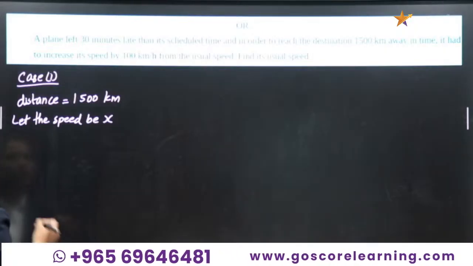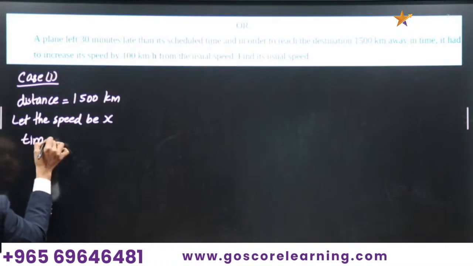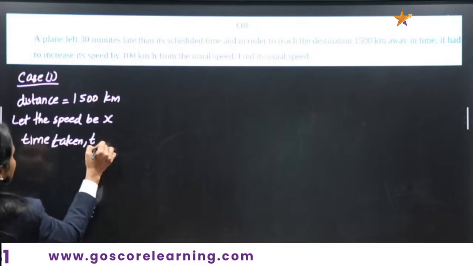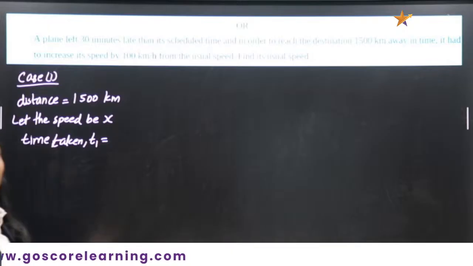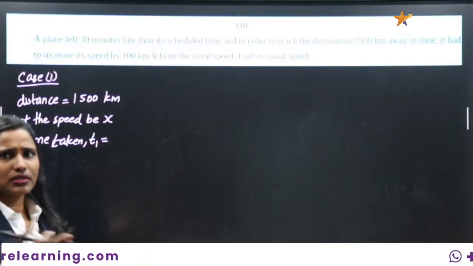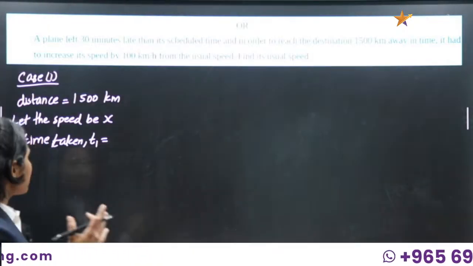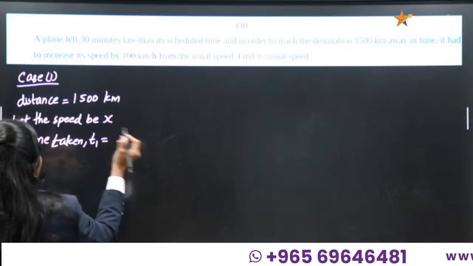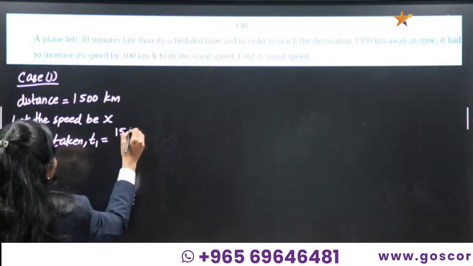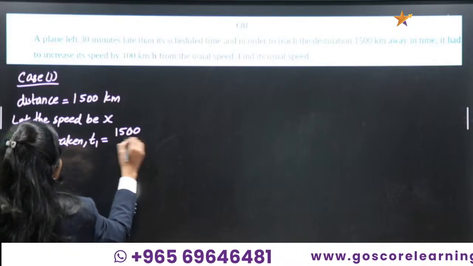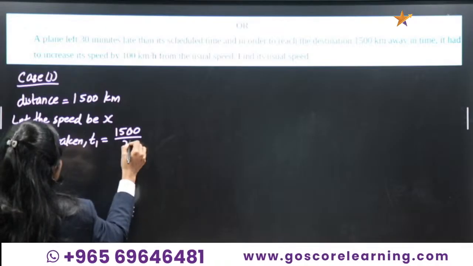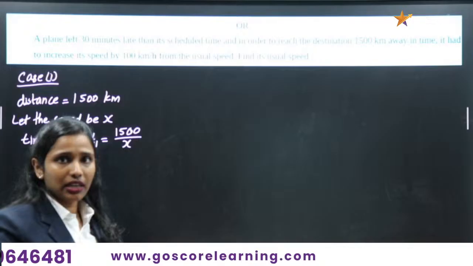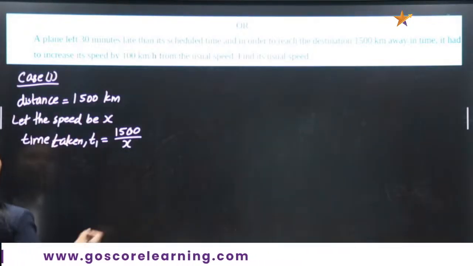Then what is the time? Time taken for the travel, t1, will be equal to, what is time? Distance, speed, time, all those things we have already learned many times in physics and mathematics. So the distance divided by speed. So 1500 divided by speed x. So the time is distance by speed. Speed is distance by time and time is distance by speed. So we got the first thing.